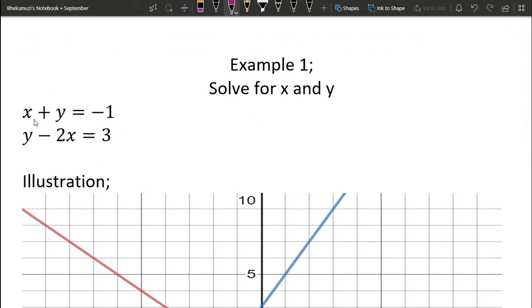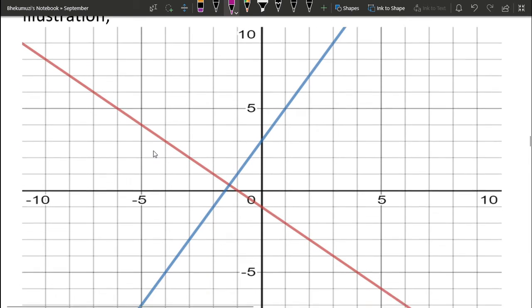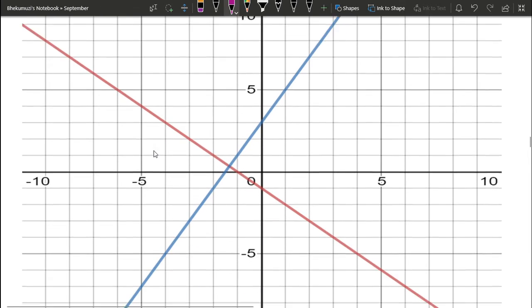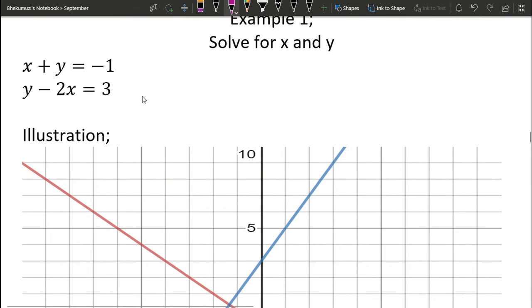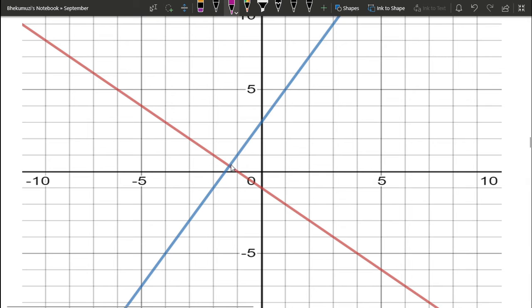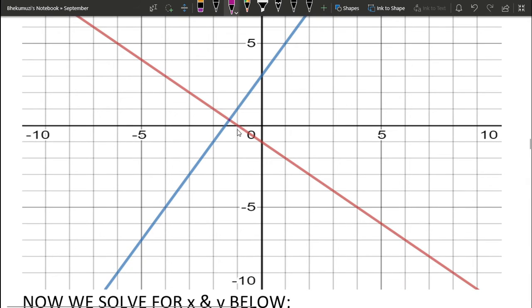So the first example, we have x plus y is equal to -1, and y minus 2x is equal to 3. And basically, I just want to illustrate to you what's happening. So here is the graph of these two equations. They are crossing each other at some point. But you can see on the graph that it's actually close to -1, but it's definitely not -2. It's somewhere close to -1. But also here you can see it's less than 1 for y. So let's see if you can find this answer.